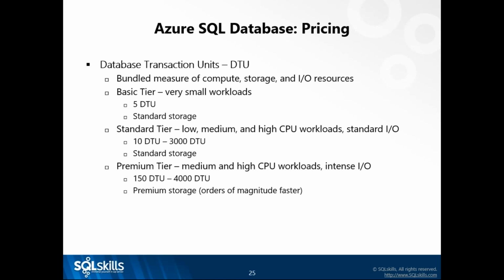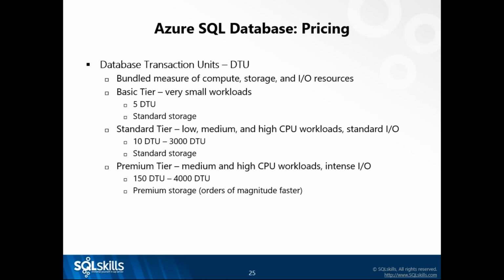I do have a good number of customers that have old legacy archive small databases, because it's got to be 2 gigabytes or smaller as basic, but it's very low compute. You get into your standard tier, that's for low, medium, and high CPU workloads. The standard tier just recently, well, it's been almost a year, about 9 months ago, they increased from 100 DTU up to 3000 DTUs. And this is CPU heavy, not IO. You're still using standard storage.